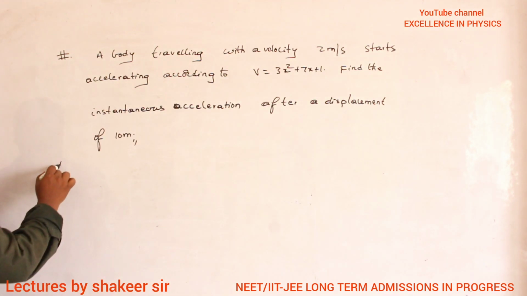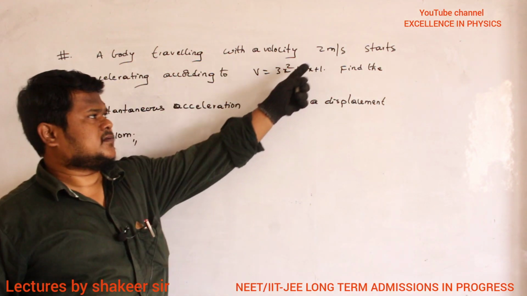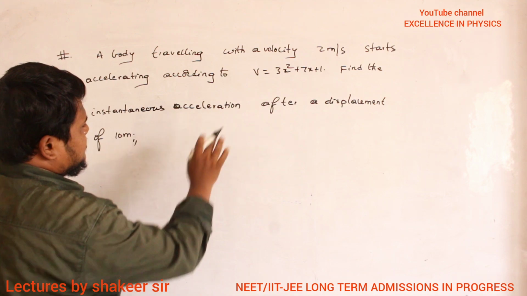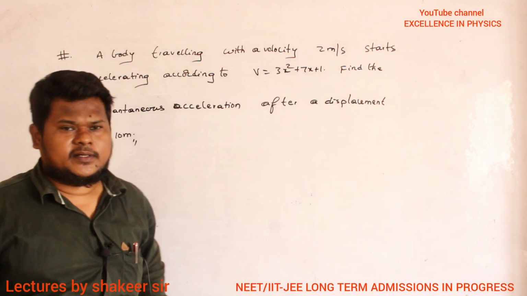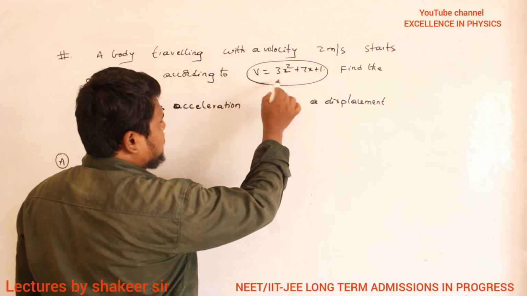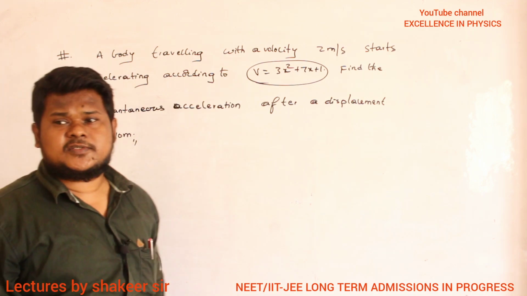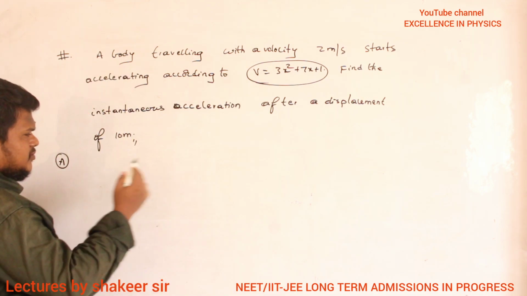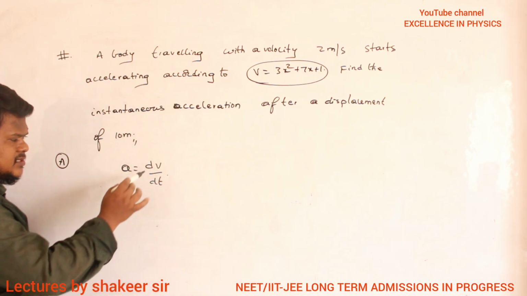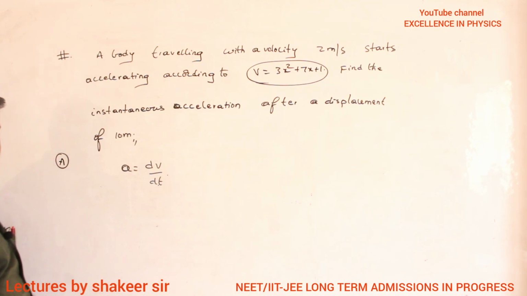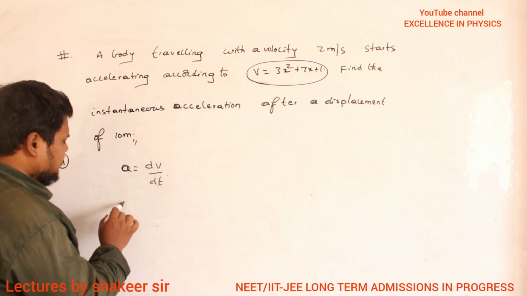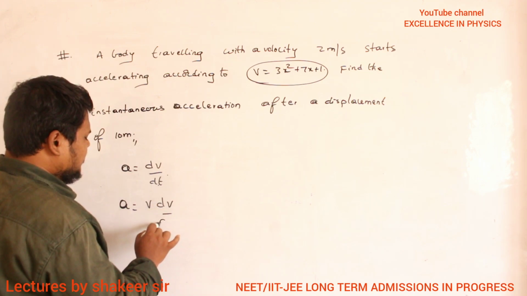So let us see this question. A body traveling with a velocity of 2 meters per second starts accelerating according to this relation. Then find the instantaneous acceleration after a displacement of 10 meters. See, here velocity is changing according to displacement. Then what is the equation of acceleration? I have two equations. One is a equals dv divided by dt, if velocity is changing with respect to time. But here velocity is dependent on displacement, so I will use the relation a equals v dv divided by dx.